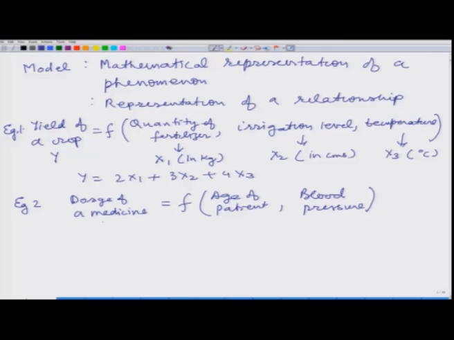For example, if I denote the dose of medicine by y, age of patient by x1, and blood pressure by x2 with some appropriate units, I can write y = 3x1 + 4x2, or that can also be something like y = 2 + 3x1 + 4x2. So these are simply mathematical equations which are trying to represent a relationship between the input variables and the output variable. So they are essentially a model.